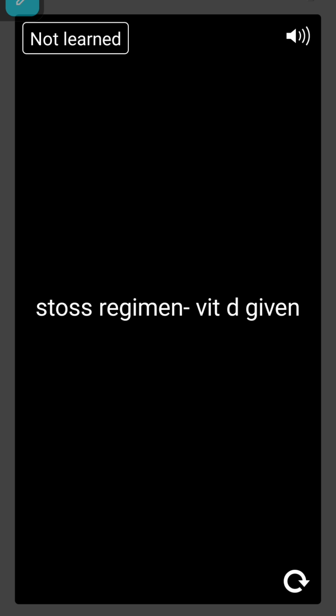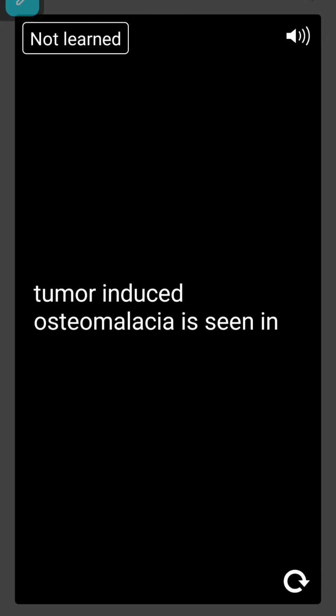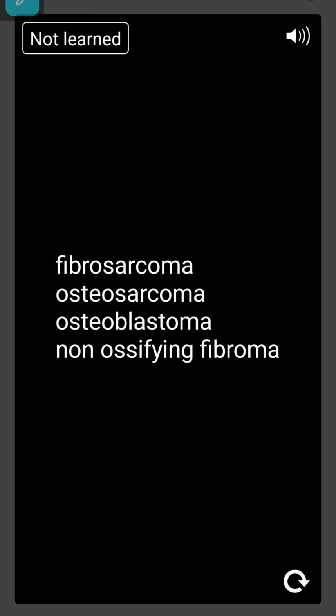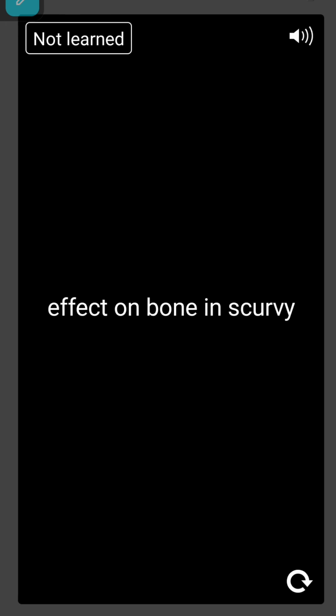Treatment of osteomalacia: Stoss regimen, Vit-D given. Tumor-induced osteomalacia is seen in fibrosarcoma, osteosarcoma, osteoblastoma, non-ossifying fibroma.